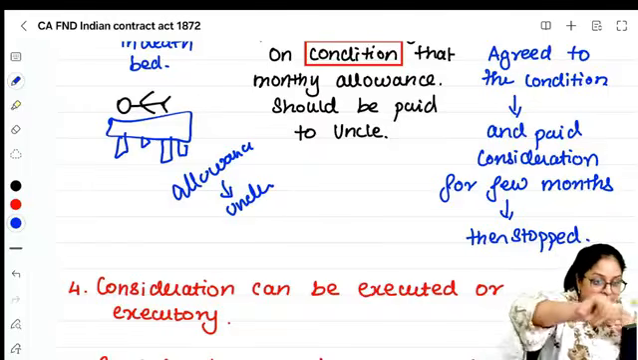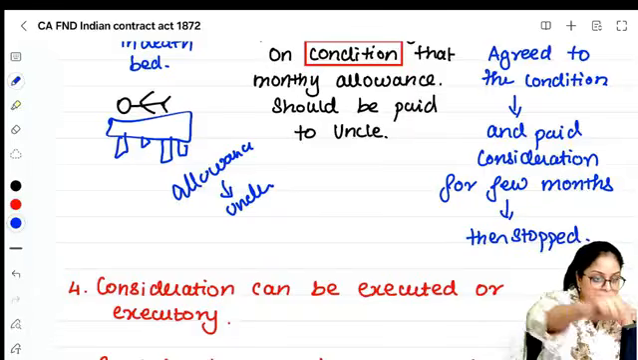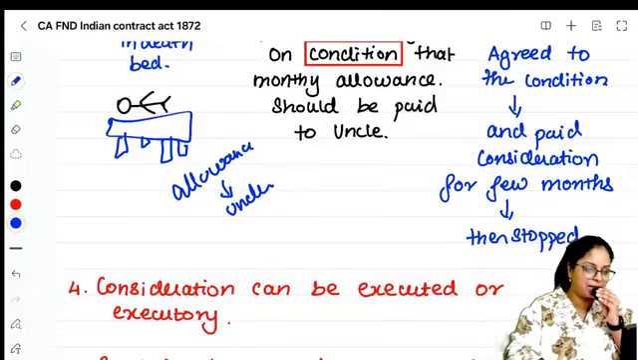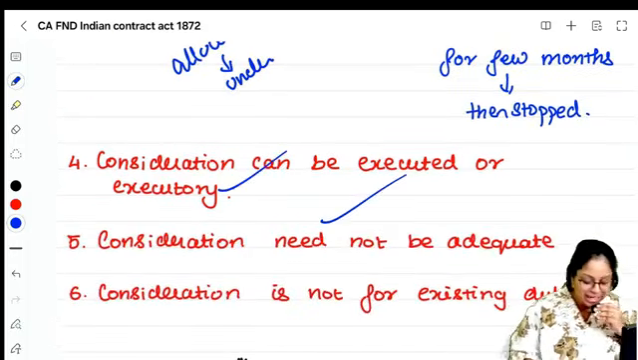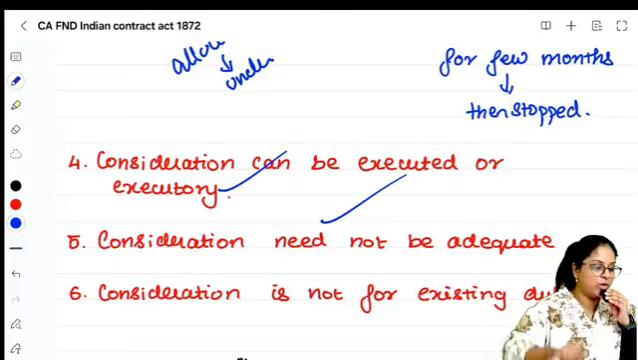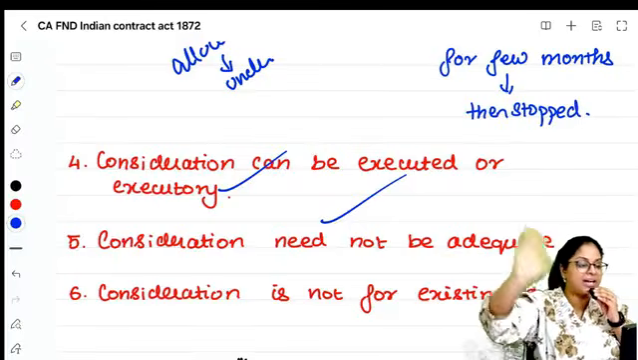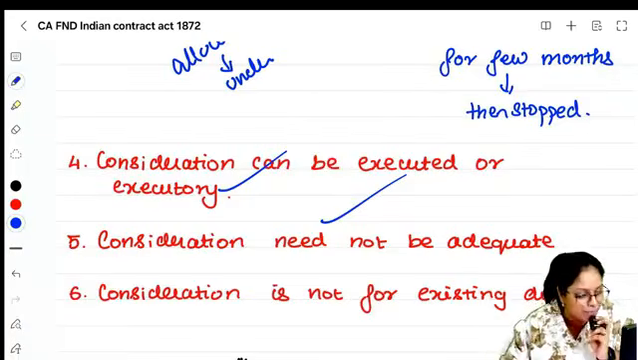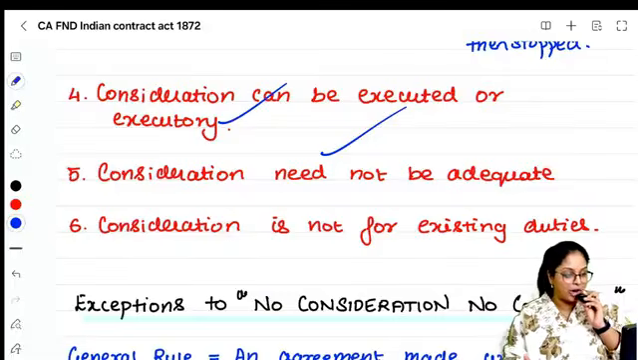You attend class, but who paid the fees? Your parents. Consideration need not come from the promisee. It can even come from a third party. Is that clear? Right? And consideration can be executed or executory. In an executed contract, consideration will be executed. In an executory contract, consideration will be executory. Nothing new in this. Next, consideration need not be adequate.